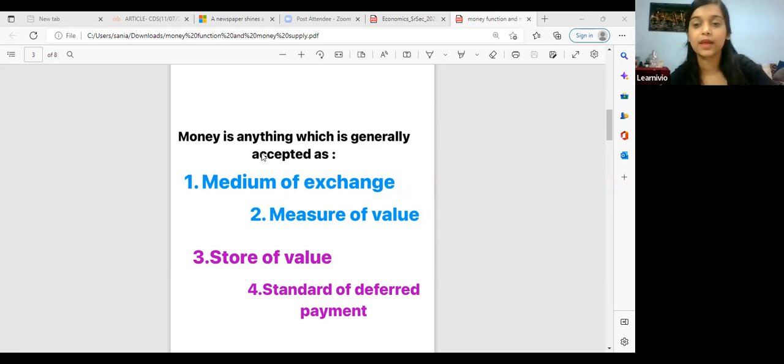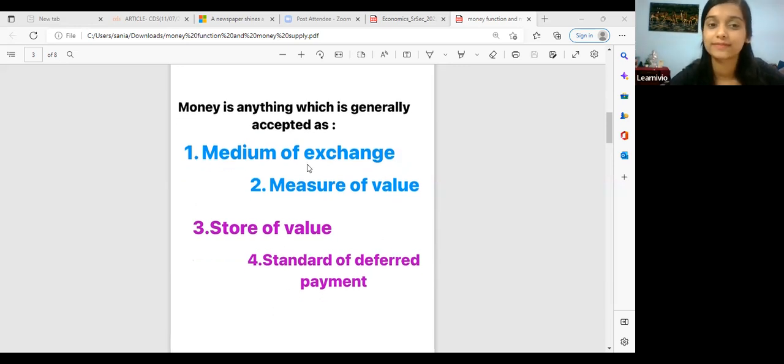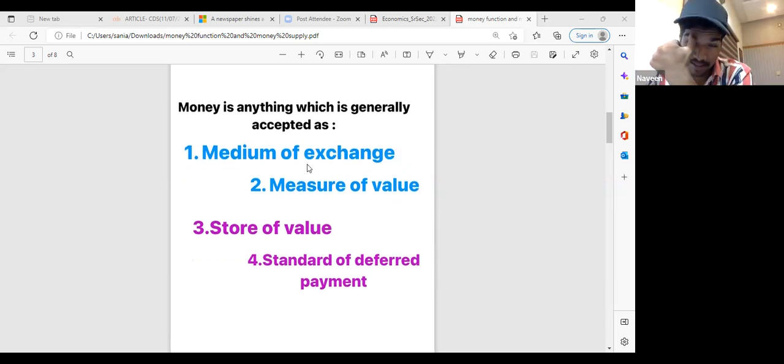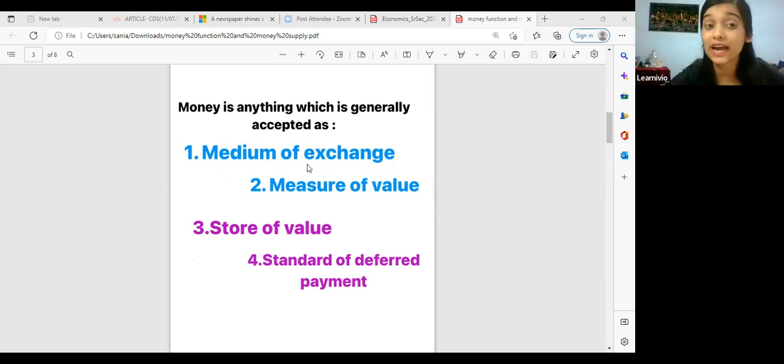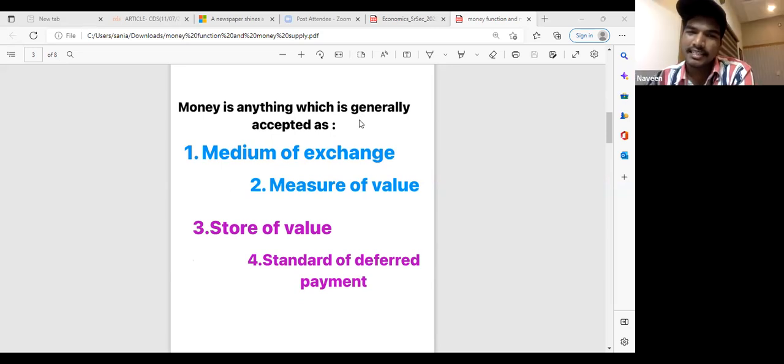Done? Okay. So Naveen, tell me what is money. You can just read it out. You will start with, money is anything which is generally accepted as medium of exchange, measure of value, store of value, standard of deferred payment. Yes, very good.